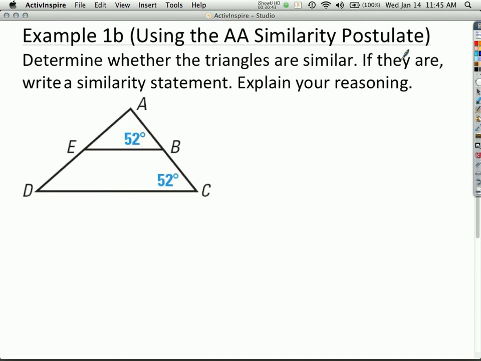Okay. So angle ABE, and yeah, we have to call it that. Angle ABE is congruent to angle BCD, you said? BCD. Yeah, that's clearly marked, both 52 degrees. Okay, what about another piece of evidence? We need two.